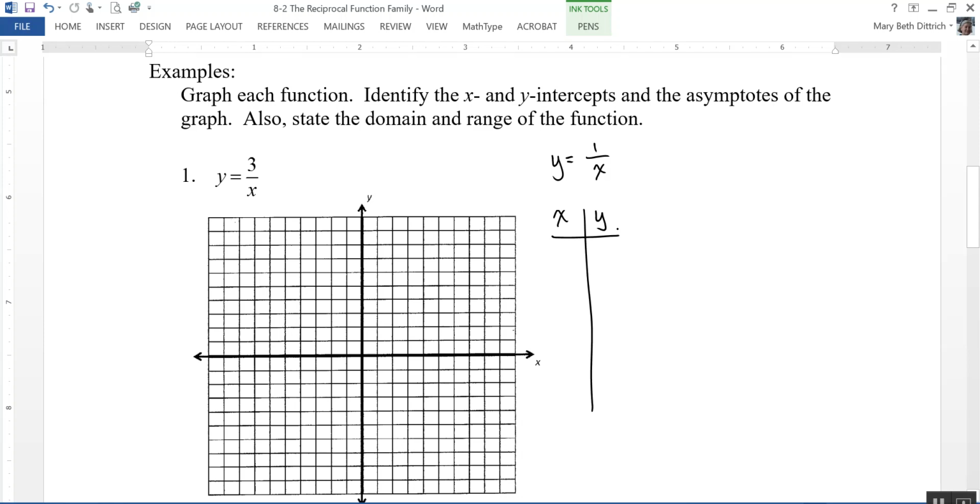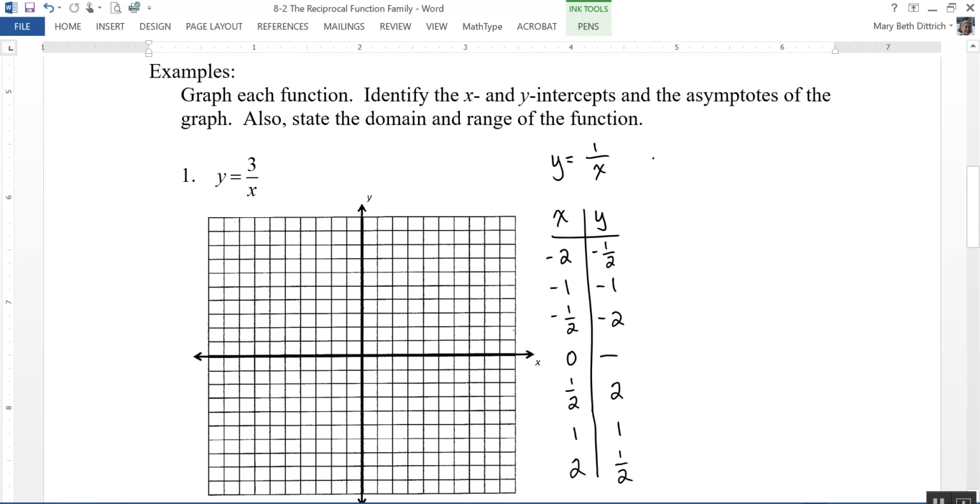I want some negative and some positive. So if x is negative 2, then my y is negative 1/2. If x is negative 1, my y is negative 1. I'm going to throw a 1/2 in here also. So if x is negative 1/2, 1 over negative 1/2 is negative 2. Notice my values are getting closer to 0. X cannot equal 0, so I'll put that in there. Now I'll do the positives of the same values. If x is 1/2, y is 2. If x is 1, y is 1. And if x is 2, y is 1/2.